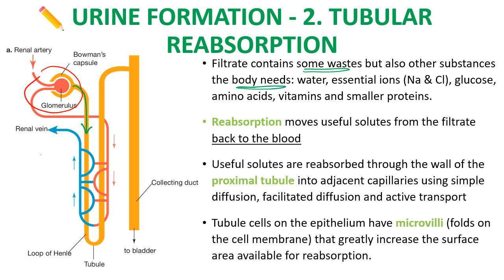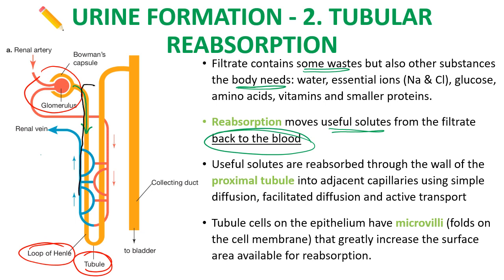So step 2 is basically like reversing some of the first process. So it moves the useful solutes back from the filtrate back into the blood again. So all these useful solutes, they get reabsorbed through the wall of the proximal tubule. So we've got our tubule, and remember it's a looped shape, which they call the loop of Henle. So this reabsorption part is happening in the first part of the tubule, which we call the proximal tubule. Basically the part closest to the glomerulus.